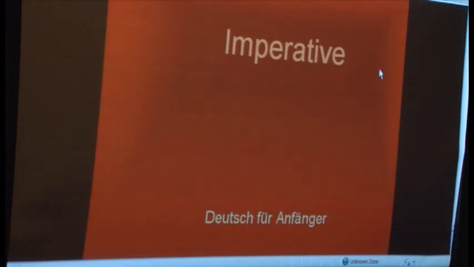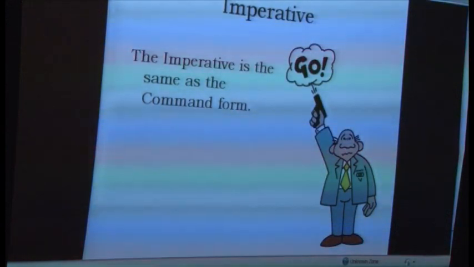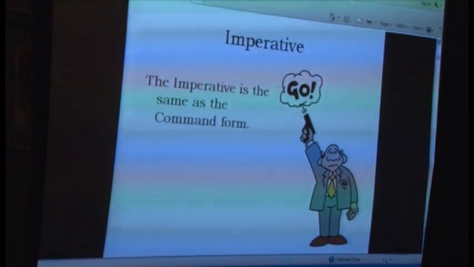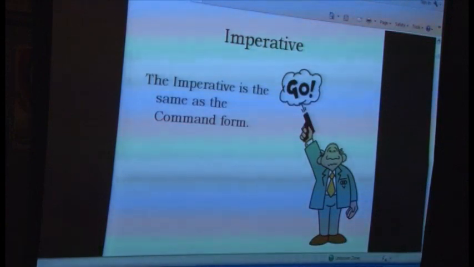Imperatives, okay? So we'll start with very basic. What is the imperative? The imperative is the command form of the verb. Go, do this, do that. However, be careful, it's not only used to give commands. The imperative is used to give commands, but also directions. For example, when you look at a recipe.